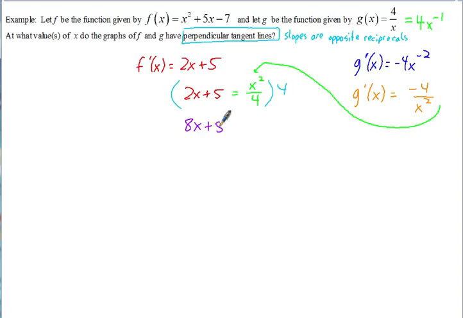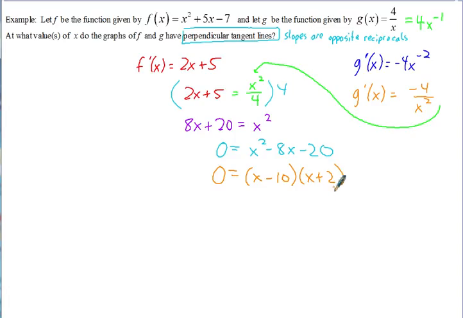8x plus 20 equals x squared. Since the x squared is already positive there, it's probably easiest to get the left side equals 0. Subtract the 8x and subtract the 20. And then you can factor that. X minus 10, x plus 2. So we get x equals 10, x equals negative 2, so those each equal 0.